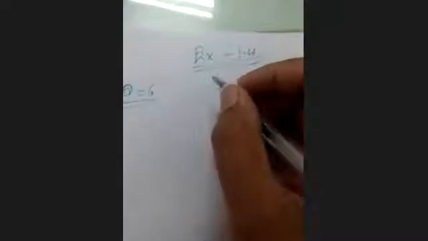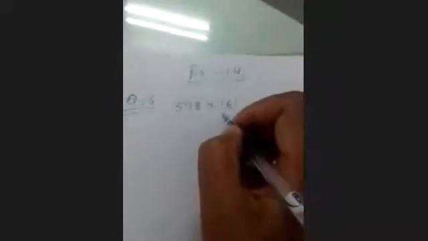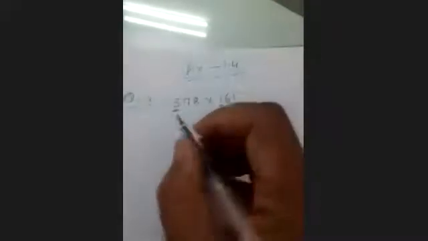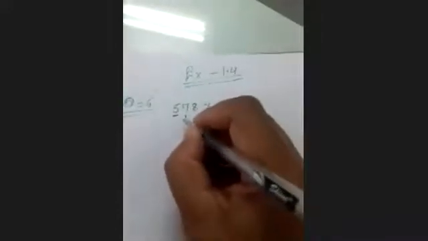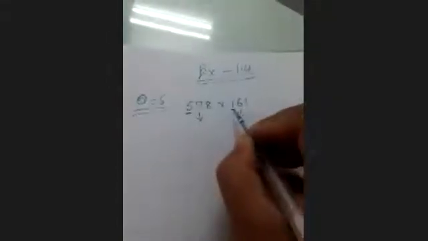Now estimate the product. Your first statement is 578 multiplied by 161. Estimate this product to the nearest of its greatest place. So first of all, what are their greatest places? In the first number, 578, the greatest place is 5, and in the second number, 161, the greatest place is 1. So first we will find the nearest value according to their greatest place.